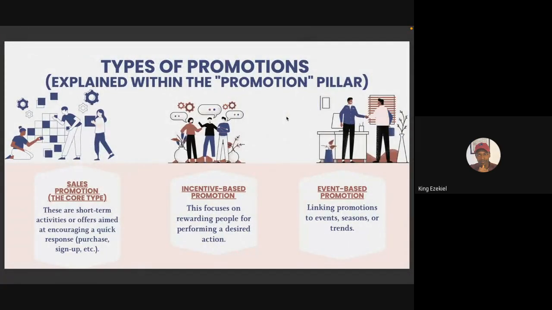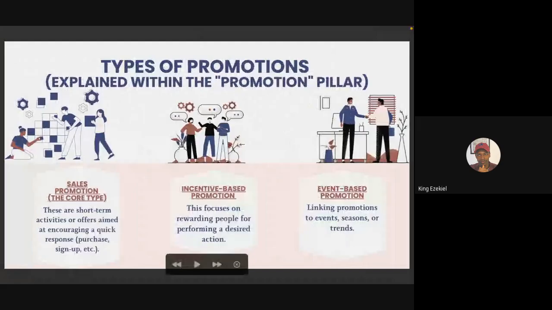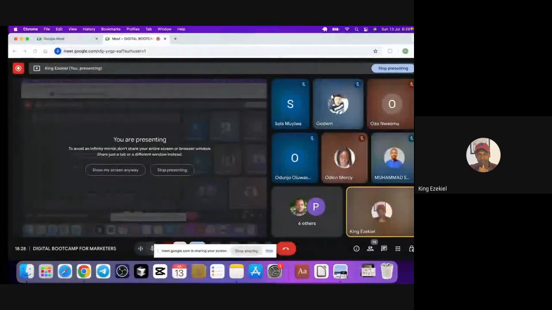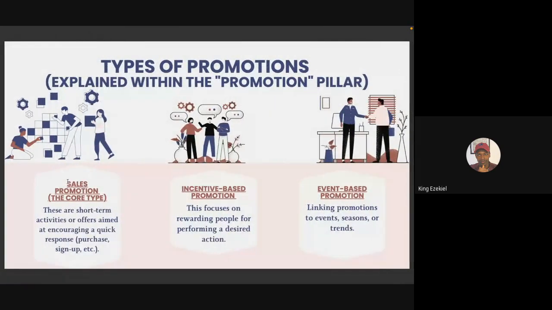So, different types of promotion. Number one is sales promotion, which is the core type. These are short-term activities or offers aimed at encouraging a quick response. Purchase, sign up now, buy now. So it's like trying to get that sale now. Do this now. Purchase now. Sign up now. Grab your copy now. Some of you would have heard all those jingles.